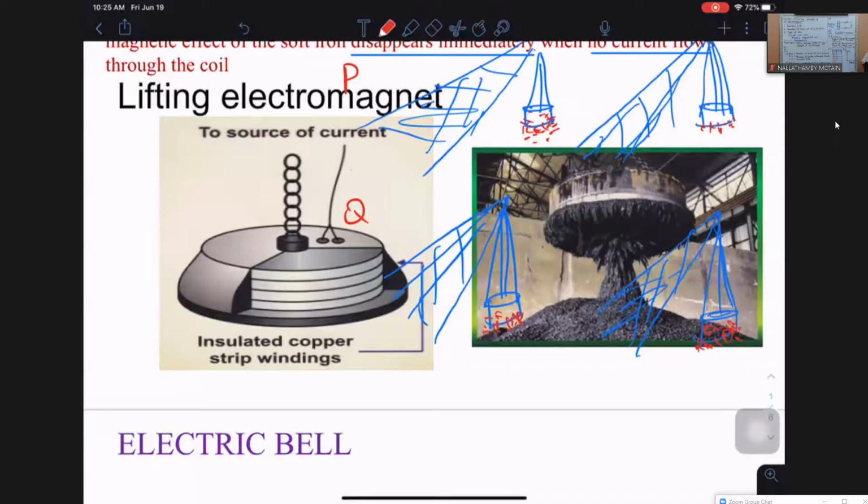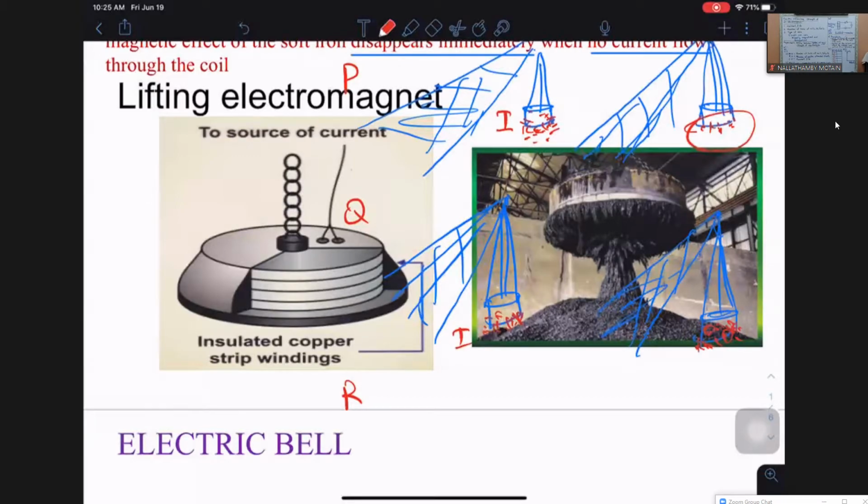If you want to choose, let's say Q, and then we go for R. Make sure that when current flows, it attracts more metals, good. And then when no current flows, the metals must drop. Then you choose that. Here P and Q are not suitable because, when current flows, it attracts, okay, good.